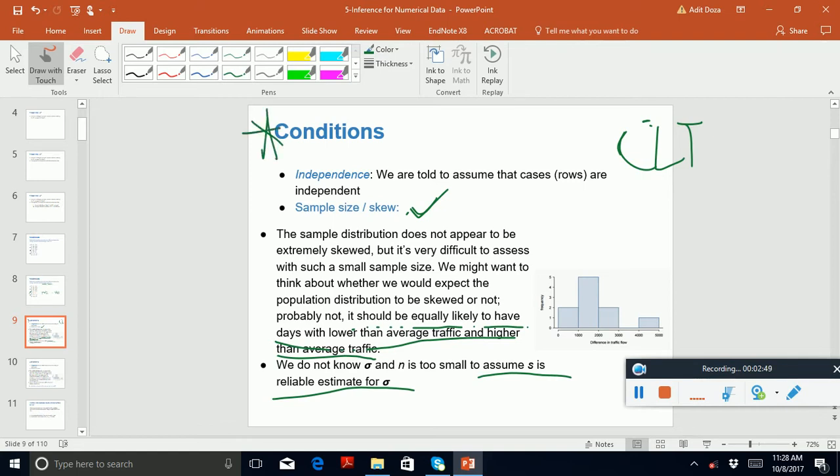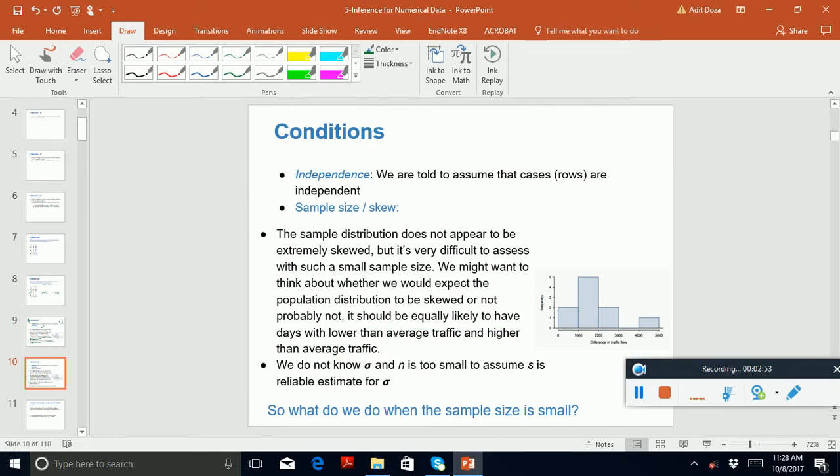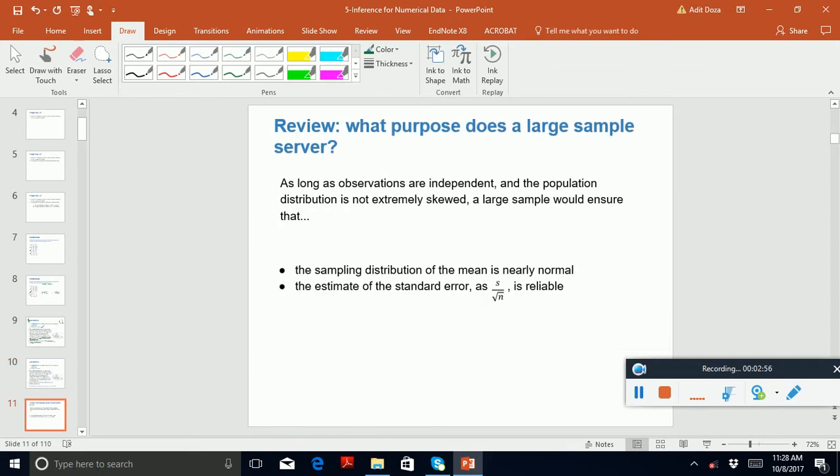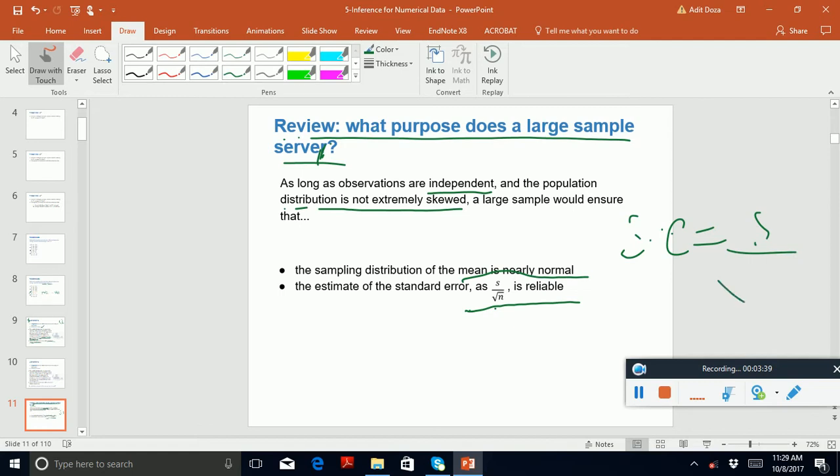Okay, so we need to care about the conditions, right? So what do we do when the sample size is small? Let's review. What purpose does a large sample serve? As long as the observations are independent, so we have to care if it's independent, and as long as the population distribution is not skewed, a large sample would ensure the sampling distribution of the mean is nearly normal. This is the keyword. And the estimate of the standard error is reliable, which is S over root n, right? If you recall, the standard error is S over root n.